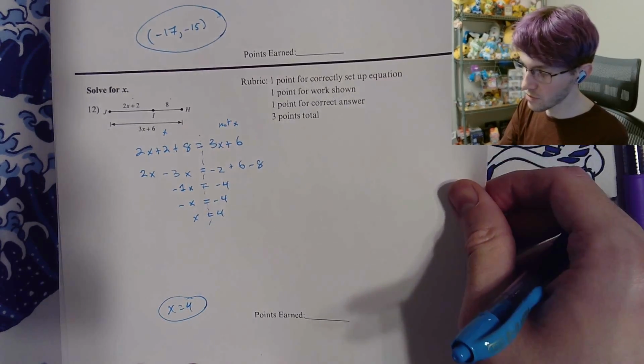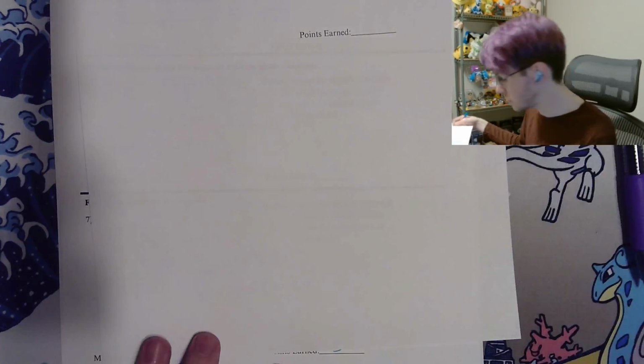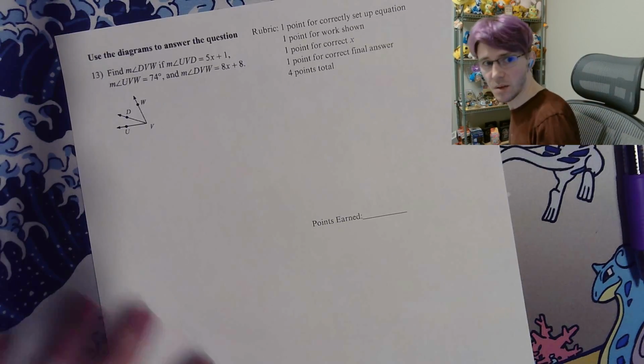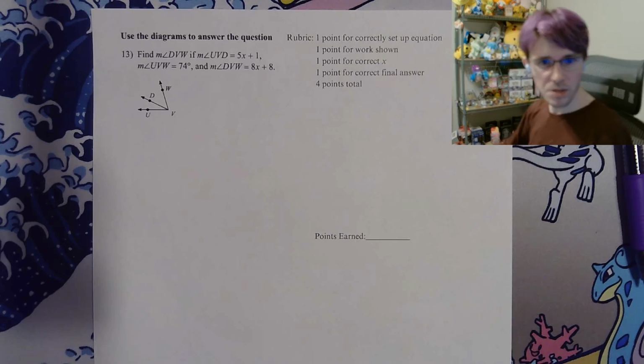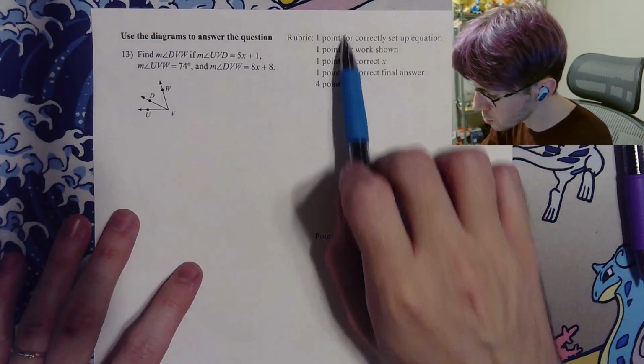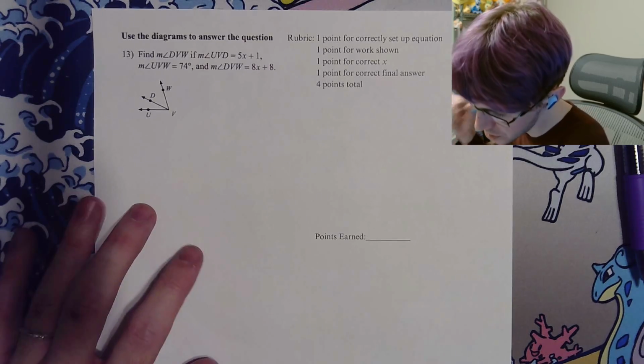Let's go ahead and move on to our last problem. I think it's the last problem anyways. Sure is the last question here. And it's going to be the same exact idea, but now it's going to be a little bit more difficult because you have one extra step, 1 point for that final answer. So make sure you're reading that rubric. Make sure you get all of those points down.